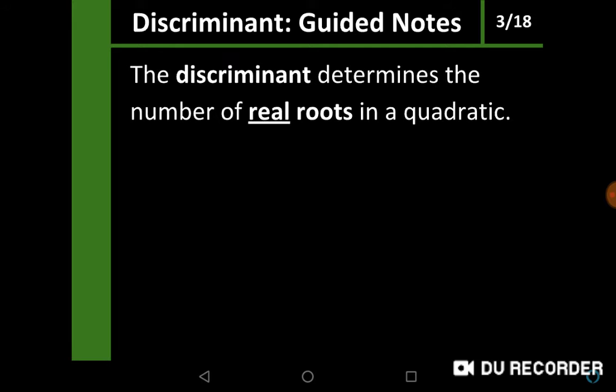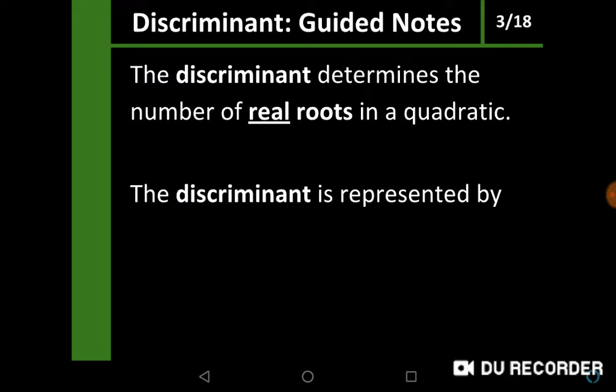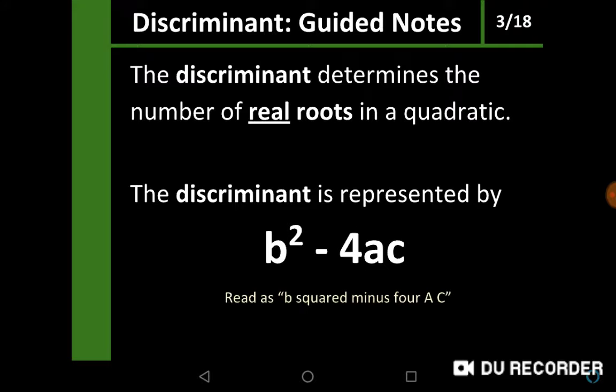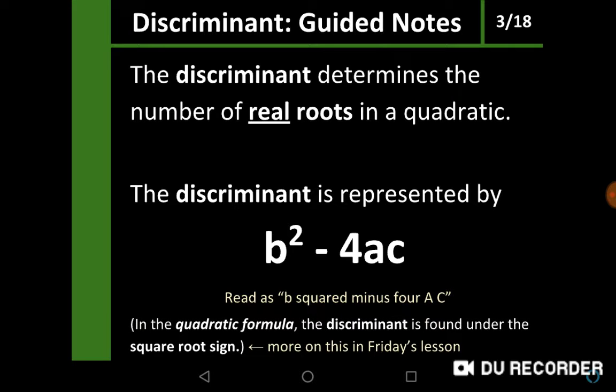The discriminant determines the number of real roots in a quadratic. Real is a type of number. So the discriminant is represented by b squared minus 4ac. This is a formula for the discriminant. Based on the answer, you can determine how many real roots there are, or what types of roots there are. You will later see this in the quadratic formula, but more on this by the time we get to Friday.